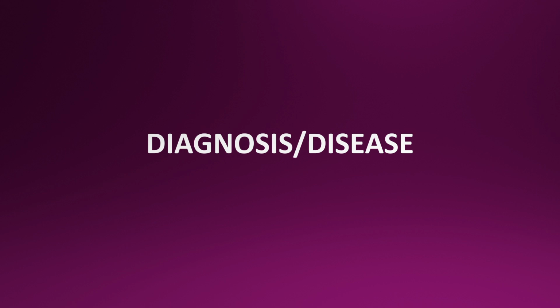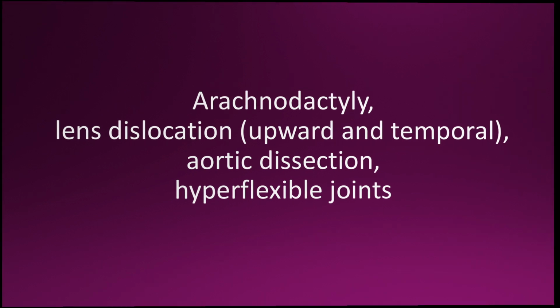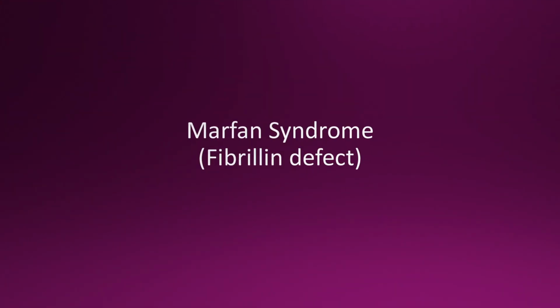So let's begin. On the first flashcard we have arachnodactyly, upward and temporal lens dislocation, aortic dissection and hyperflexible joints. What do you think the diagnosis is? Marfan syndrome. It is caused by a fibrillin defect.